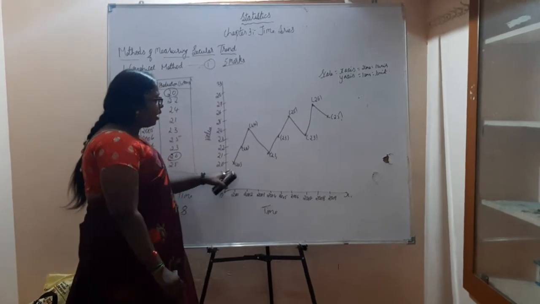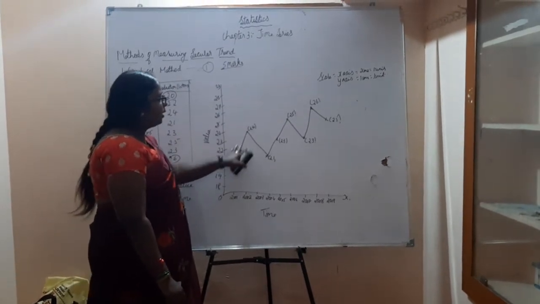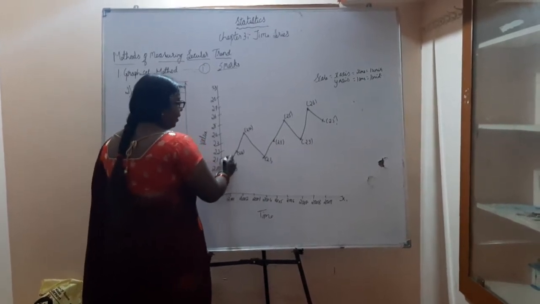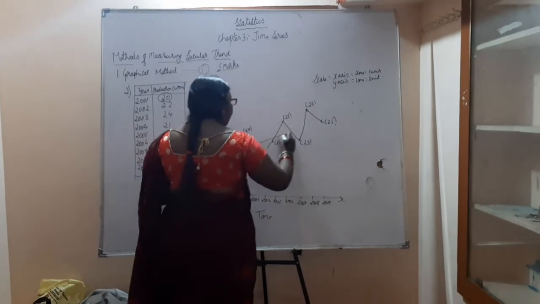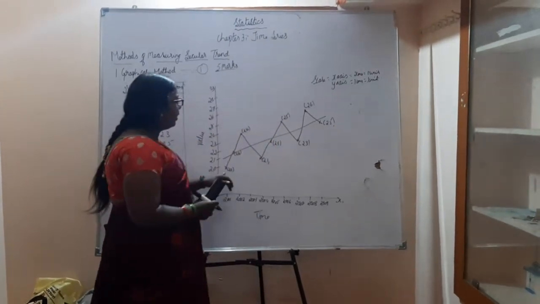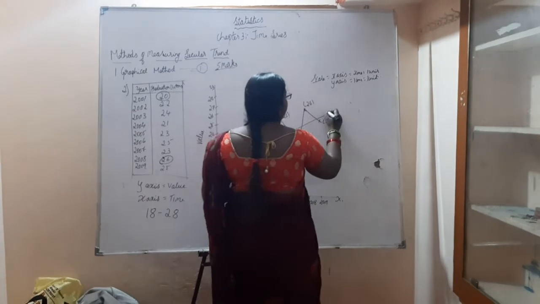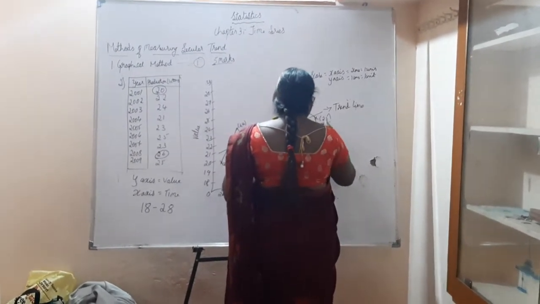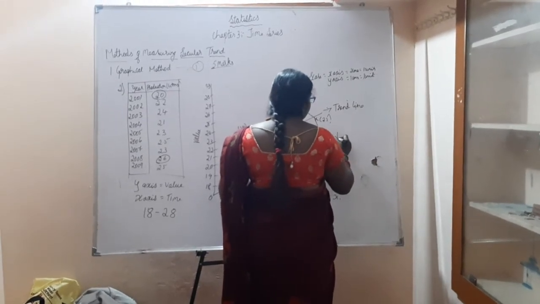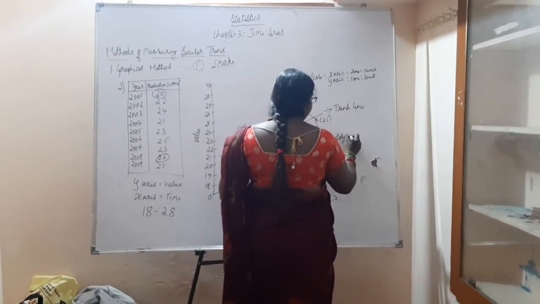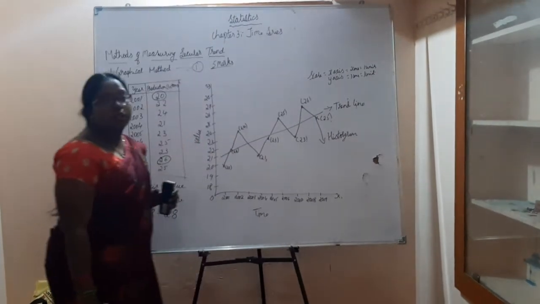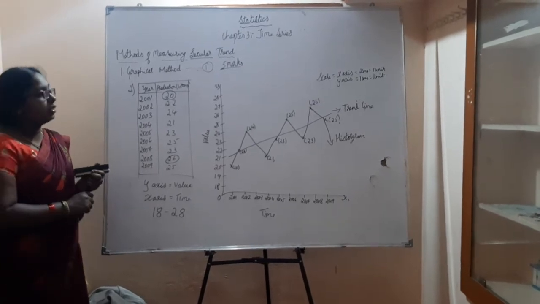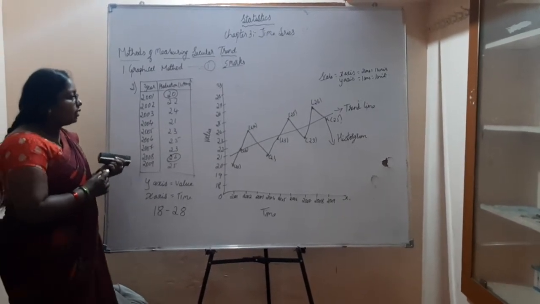My graph is moving upward. My trend line I will start from 21 and I will end it here. This is called the trend line, and this curve is called the histogram. The freehand curve is called the histogram, and the line which moves towards a trend, upward or downward, is called the trend line.